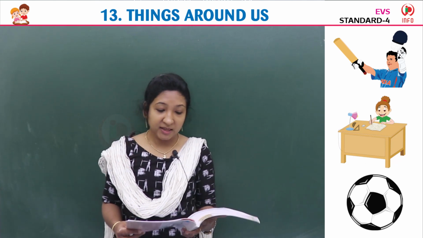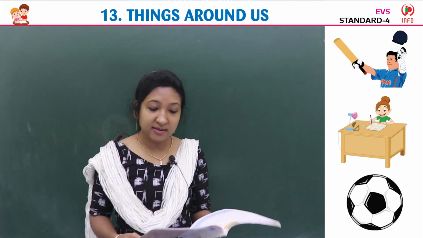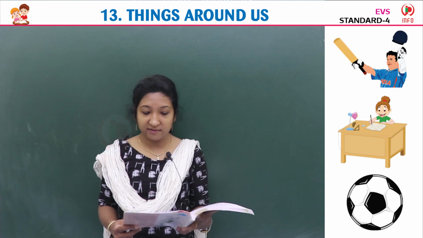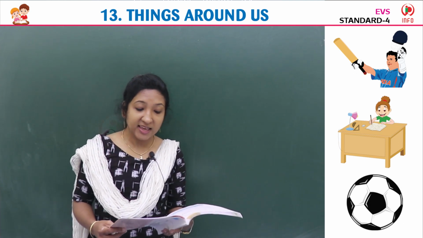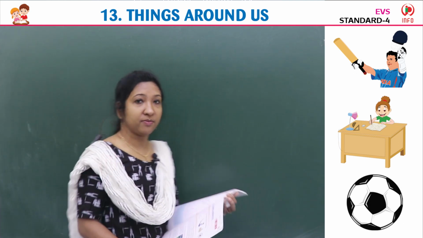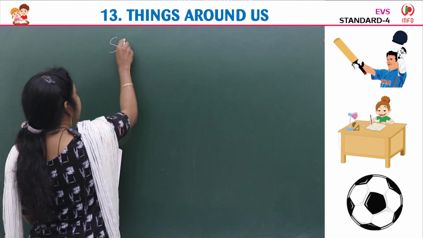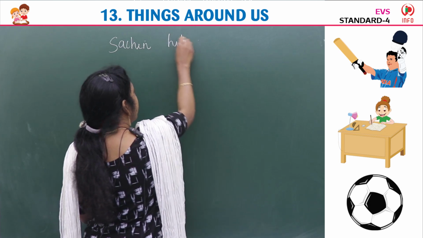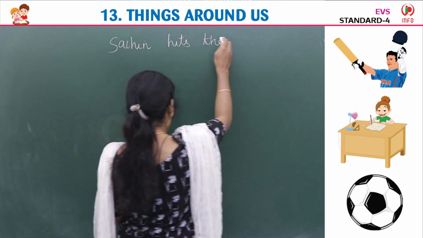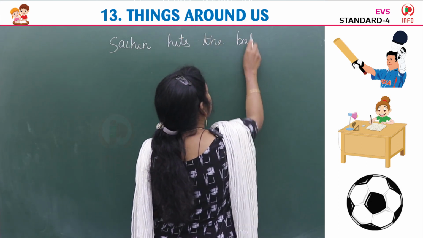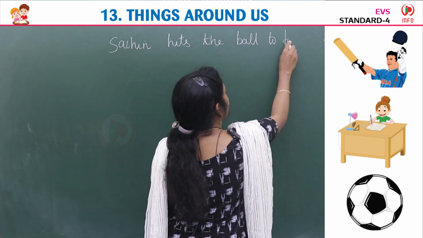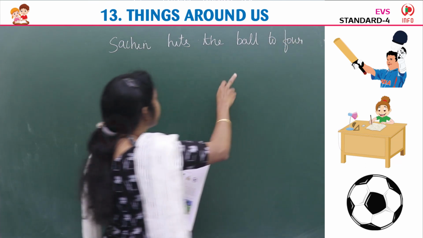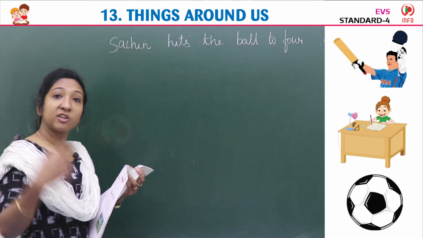Time to warm up. Read the following sentences. Circle all the living and non-living things. Sachin hits the ball to 4. In this sentence, can you see a living thing and a non-living thing?